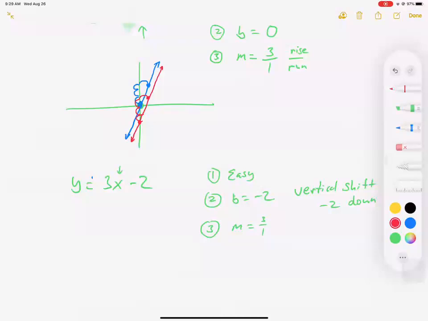The only difference between these two lines is that I have moved the second line, my red line here, down 2 spaces. There's a vertical shift. And that's all we want to be able to describe: what does each of these characteristics do to change my graph?